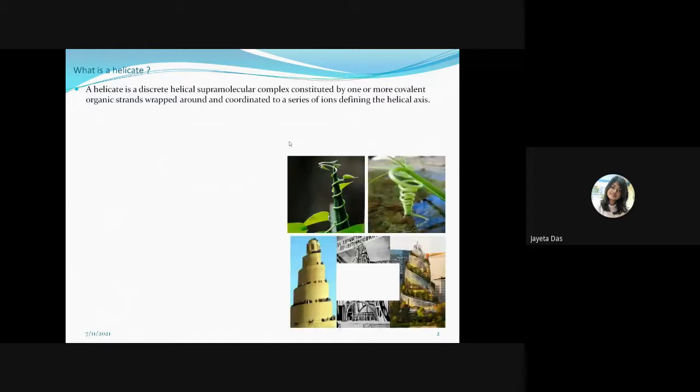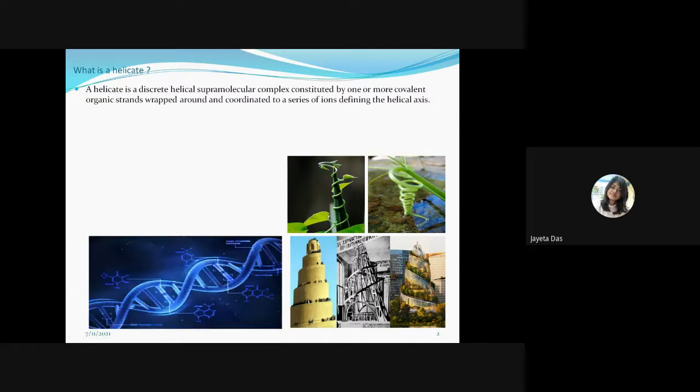So here you can see some pictures of helicates. In plants you can see this type of helical formation. These are all man-made architectures which are inspired from helices. And this is the most renowned helix. This is DNA, we all know, and DNA is a double-stranded helicate, that also we all know. So in this lecture, I will focus on the metallohelicates, those helicates which contain metals.